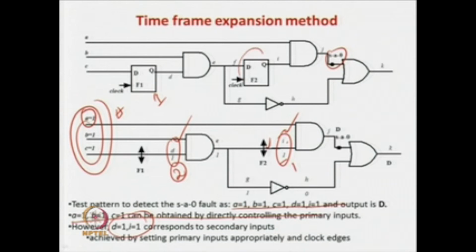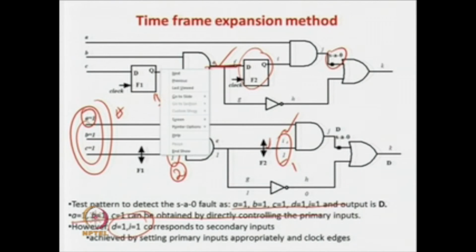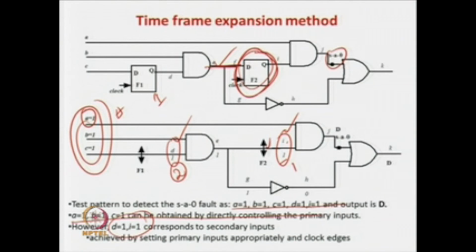Now, if you look at this flip flop, what does it depend on? It depends on this input line E, which is again dependent on this flip flop. So, this flip flop actually is dependent on this input, correct, and this input is dependent on the output of another flip flop. And that one has a sequential depth of 1 because it is directly controlled by the primary input. So, the depth of this one will be equal to 2.